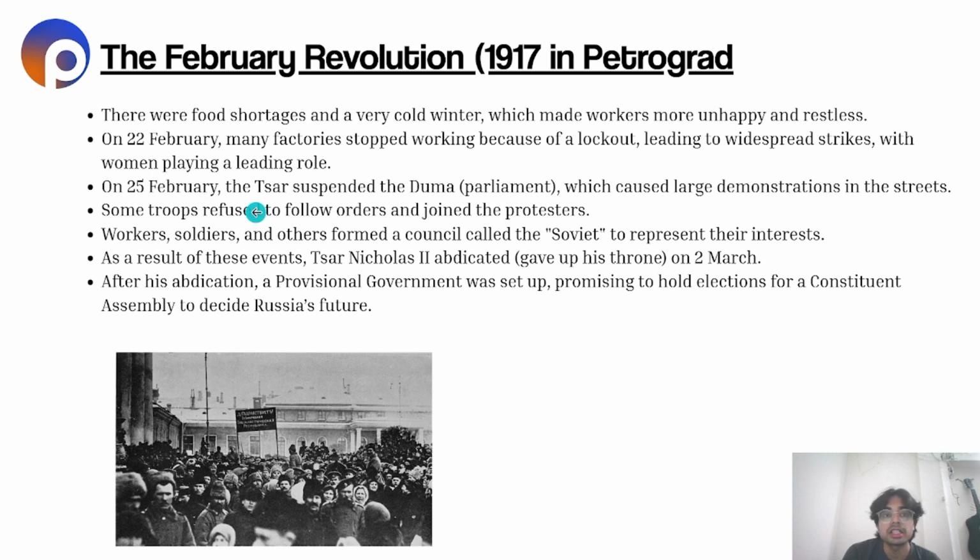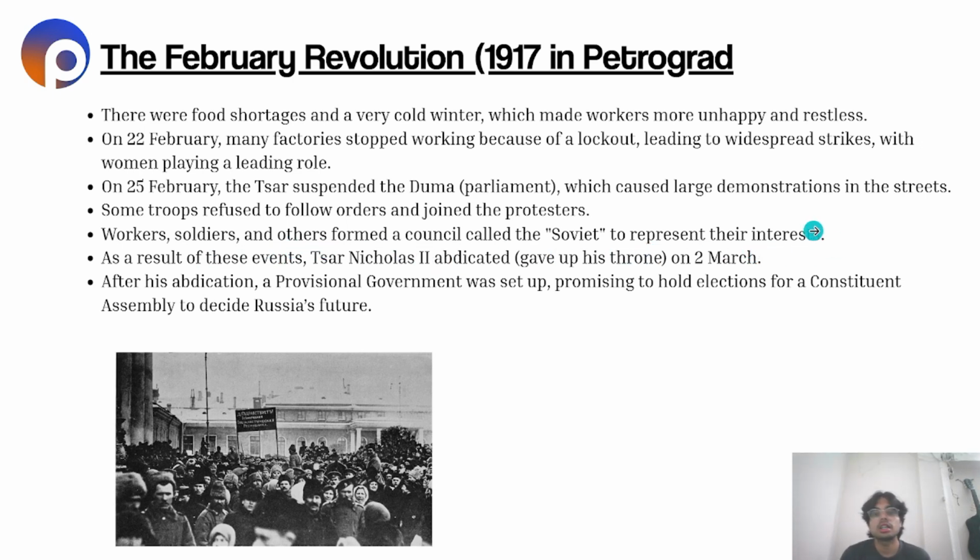On 25th February, the Tsar suspended the Duma, which was the parliament, which caused large demonstrations in the streets. Some troops refused to follow orders and joined the protesters. Workers, soldiers, and others formed a council called the Soviet to represent their interests.